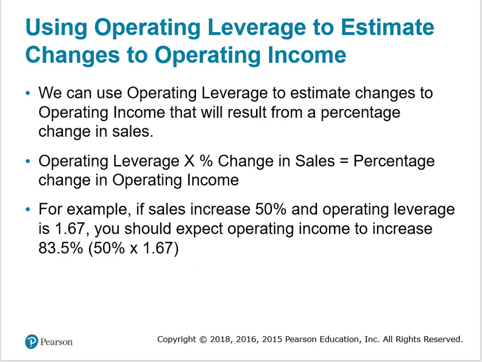So operating leverage is more than just an indication of the cost structure. It can also be used to estimate the change in operating income that will result from a change in sales. All you do is take the operating leverage times the percentage change in sales, and the result is the change in operating income. They've got an example here. If sales increase 50% and operating leverage is 1.67, you could take 50% times 1.67 and expect income to increase by 83.5%. It's easier to have some numbers to fool around with and watch it work.